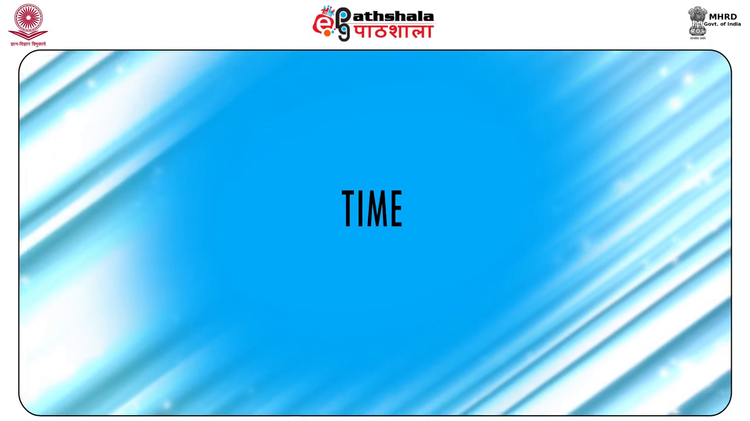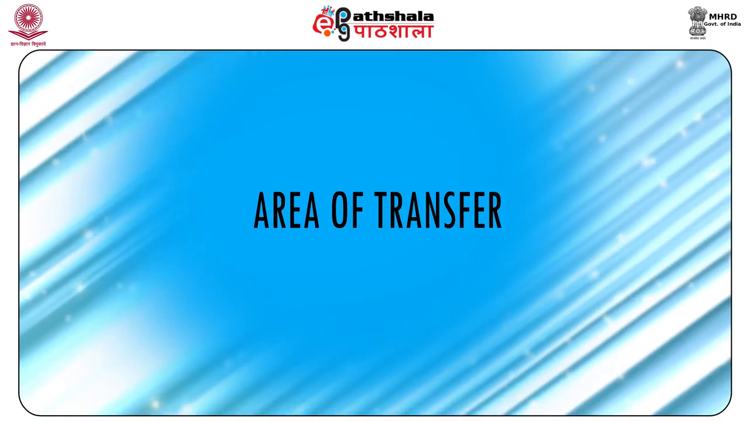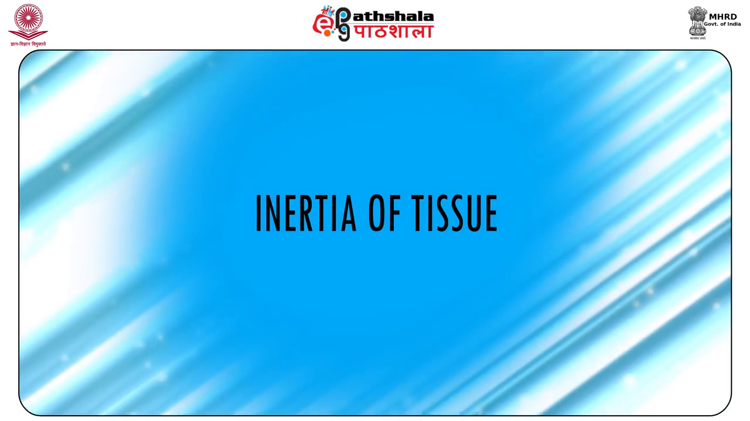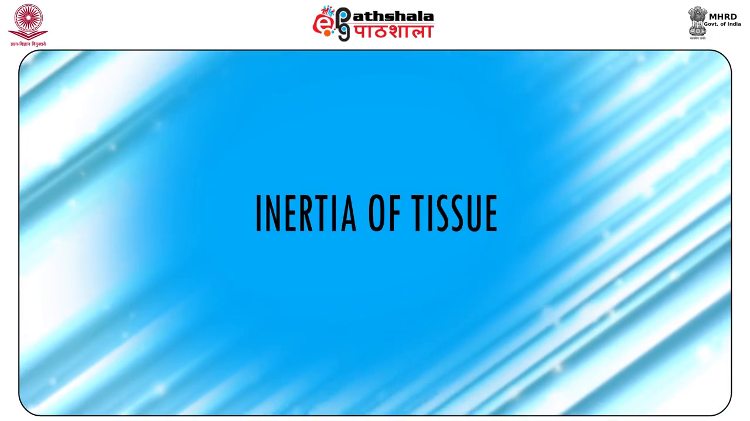Second factor is the time. The shorter the period of time needed for the transfer of energy, the greater is the likelihood of producing damage. If a person gets punched, more damage will be caused if the fist is withdrawn immediately rather than if it stays in place. Third factor is the area of transfer. The smaller the area of impact, the more is the damage than if the same force is used over a larger surface.